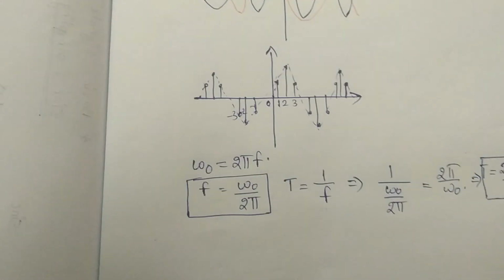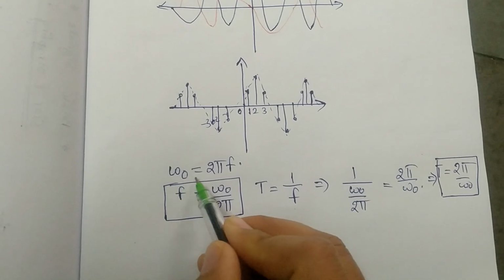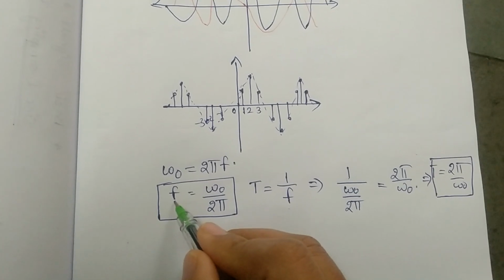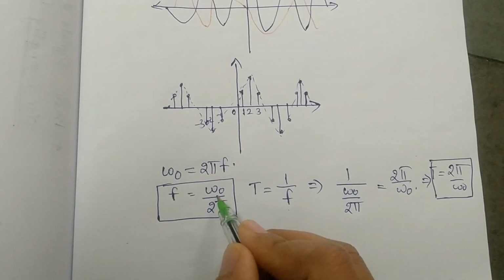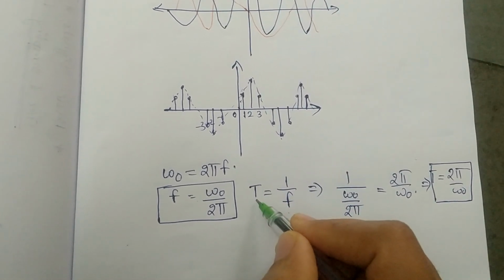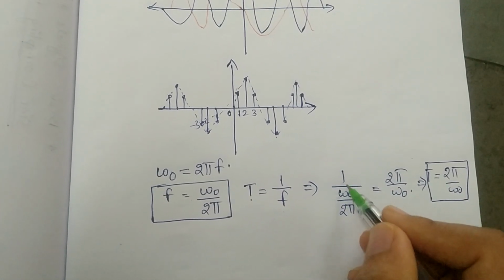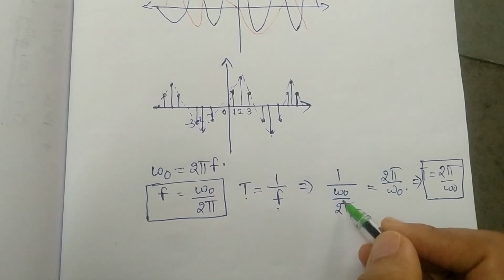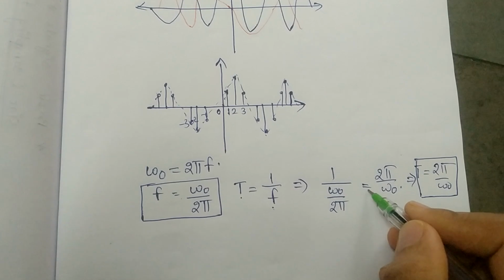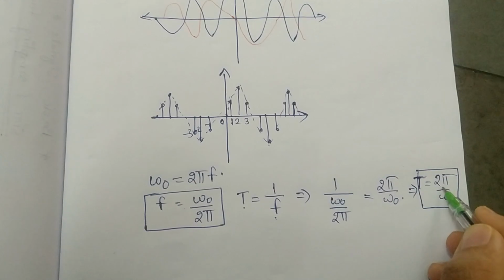Here, for example, omega naught is equal to 2 pi f, right? We need frequency, so f is equal to omega naught by 2 pi. Then what is the basic formula of time period? T is equal to 1 by f, right? That implies we can substitute 1 by the frequency value, omega naught by 2 pi. Then what is the answer? 2 pi by omega naught, right? The final time period is 2 pi by omega naught.